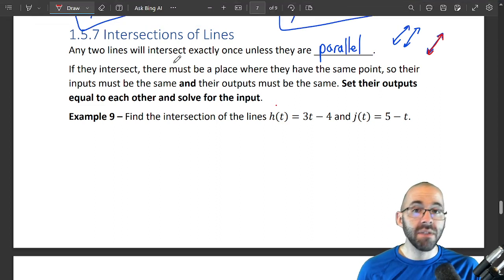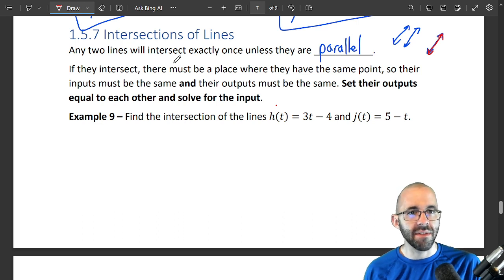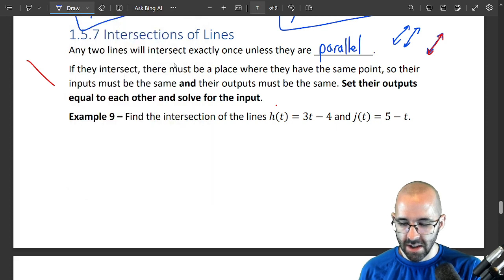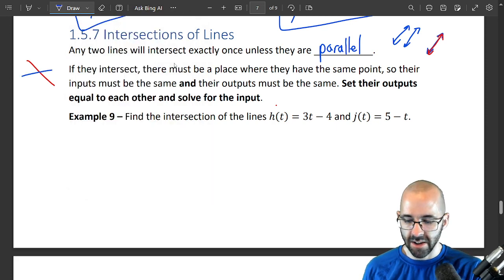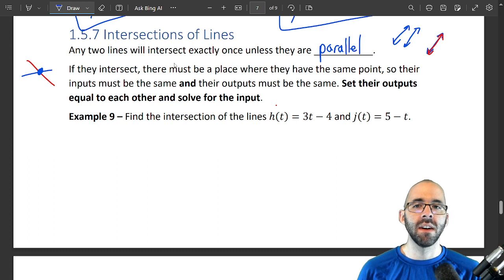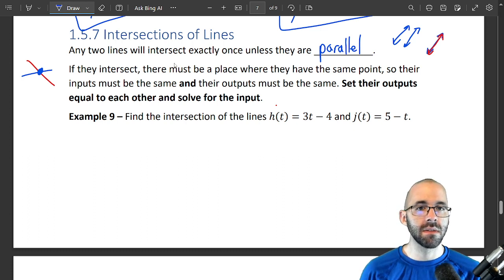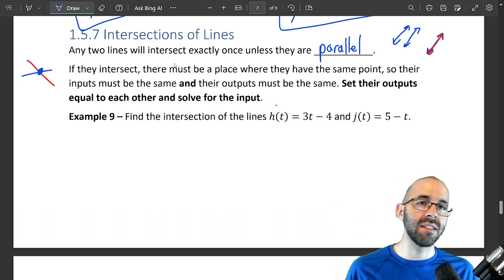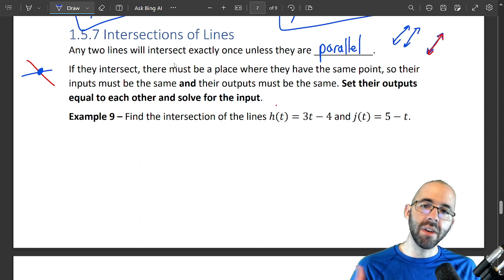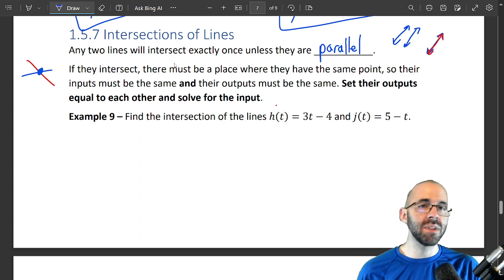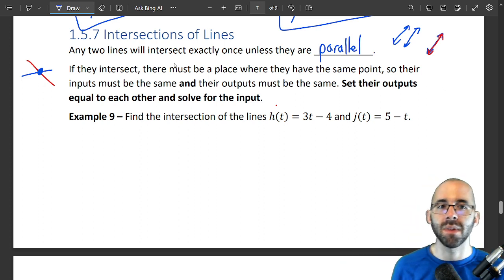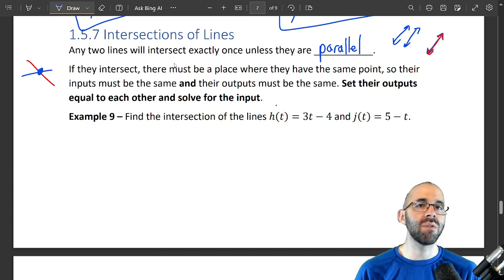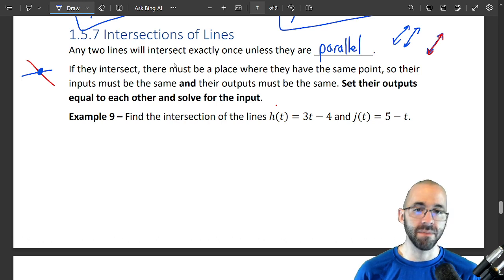So if they do intersect, there must be a place where they have the same point. If I have two lines, maybe one line looks like this, maybe the other looks like this. Here's their intersection. Well, they both have that point. What does a point on a graph mean? It means it satisfies that requirement. So both of their inputs will satisfy both of their outputs. How we solve this is we set their outputs equal to each other, and then we find what input does that for both of them.